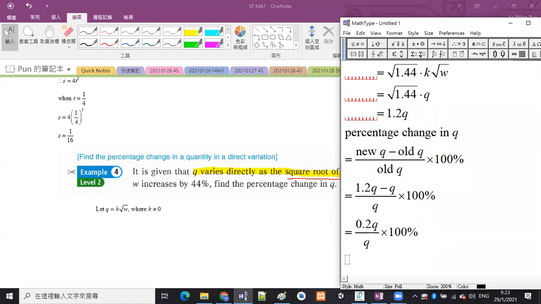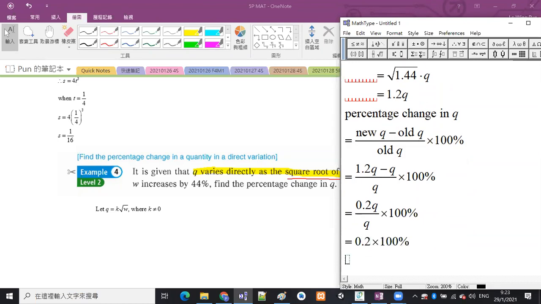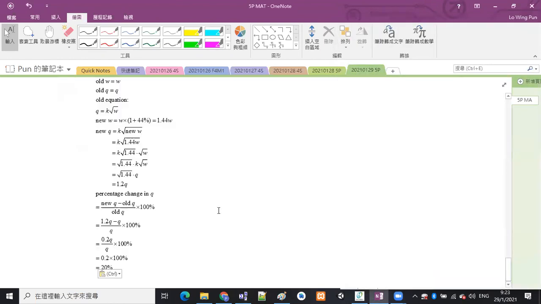And we have a Q and a Q on the upper part and lower part, one up, one down, and they are common factors, so they can be cancelled. It becomes 0.2 times 100%. Okay, and then you just multiply the 0.2 by 100. It should be 20%. And that is the answer for this question.